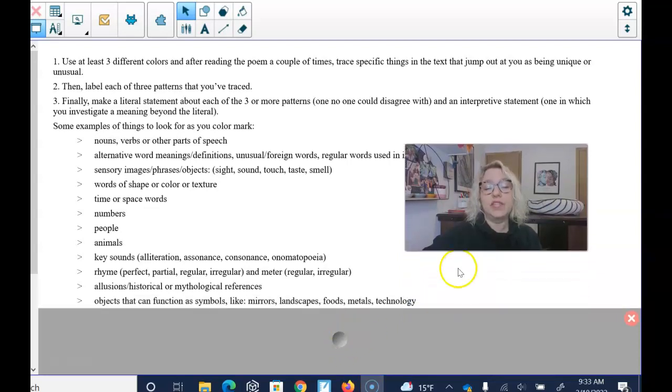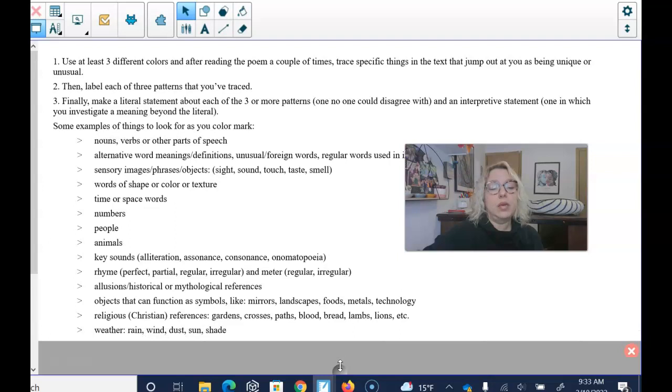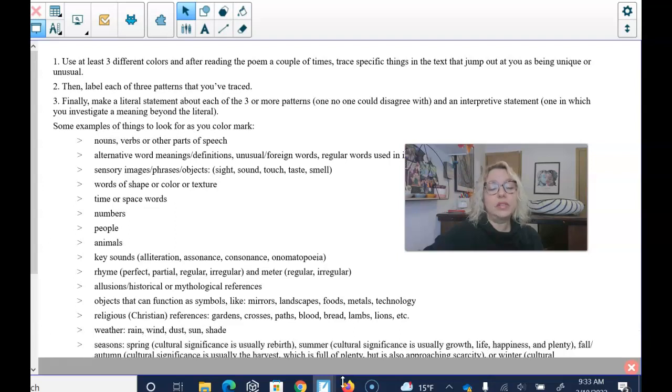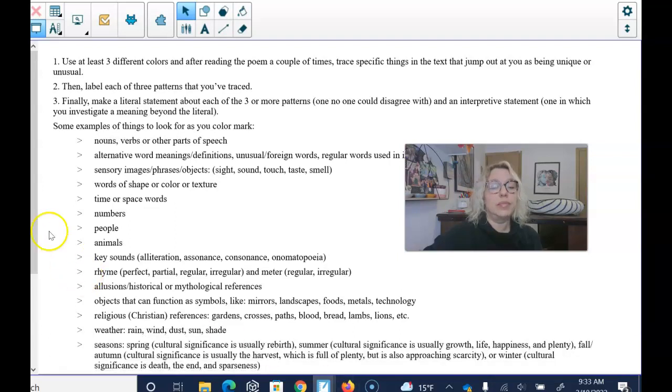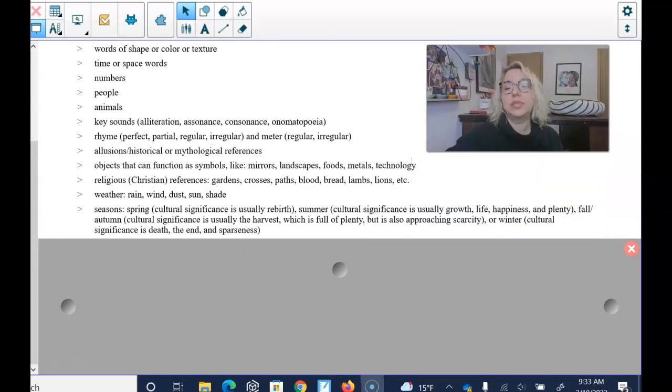Allusions, historical or mythological references. Objects that can function as symbols, like mirrors, landscapes, foods, metals, technology. There's some of those going on in our poem. Religious references, some of those maybe. Weather references. How about seasons? We saw a lot of that in Frost's poems.